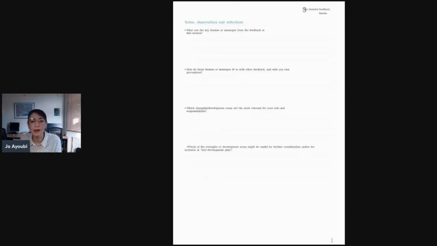So the team then are asked, in the report, what are the key themes coming back from this feedback? How do the themes fit in with what your perceptions are? What strengths and development areas are most relevant for the team? And which strengths or development areas might be useful to develop?